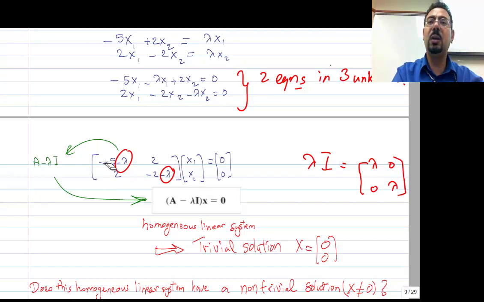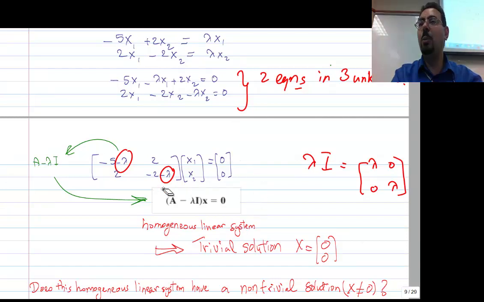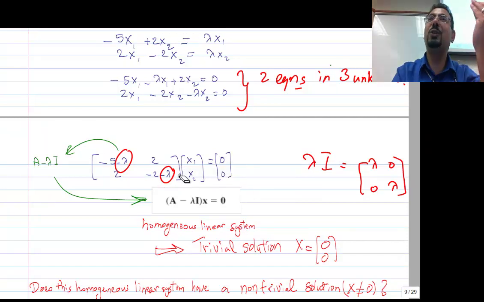Why will it do it? Because basically you are saying minus 5x1 minus lambda x1 plus 2x2 equals 0, and 2x1 minus 2x2 minus lambda x2 equals 0. Yes, x1 and x2 equal to 0 will solve the system and give you a solution. But again, that's the trivial solution. Is there any hope that we get x1 and x2 that are not 0 and 0 that still will solve that system?